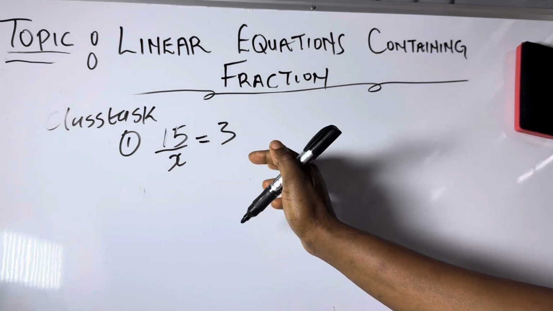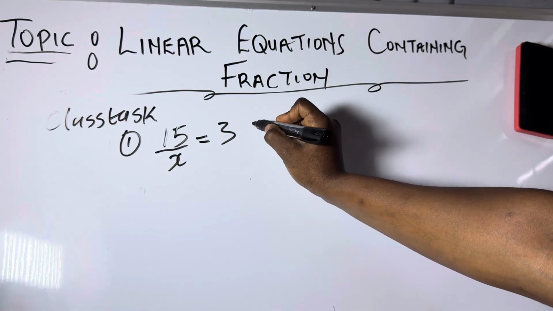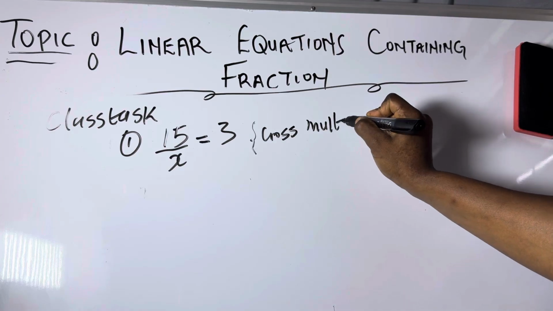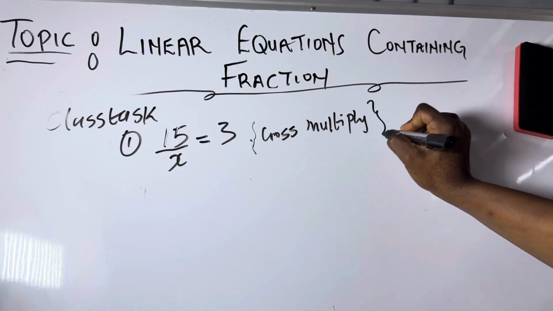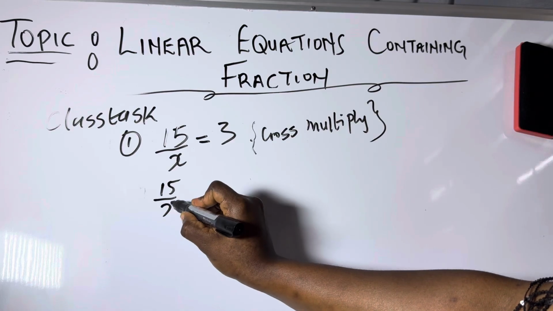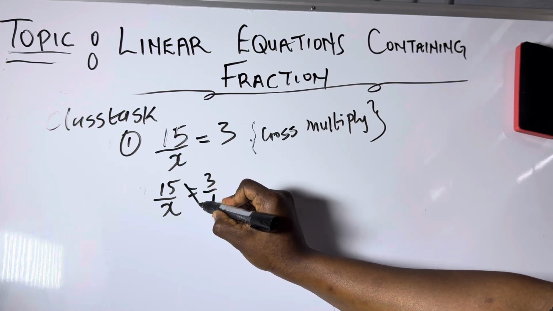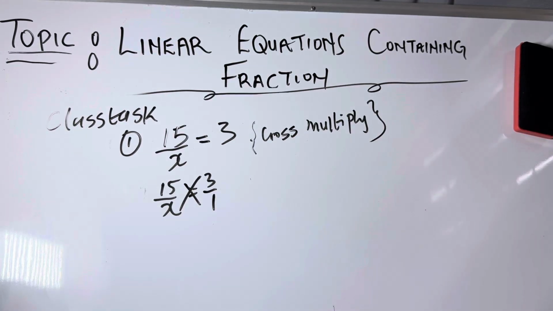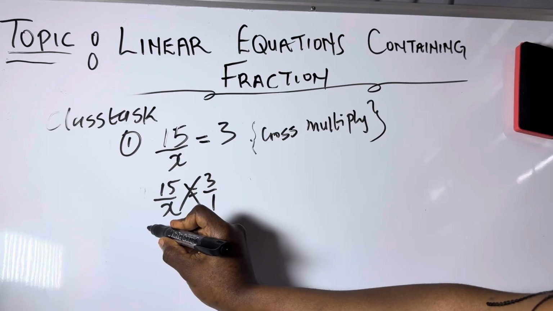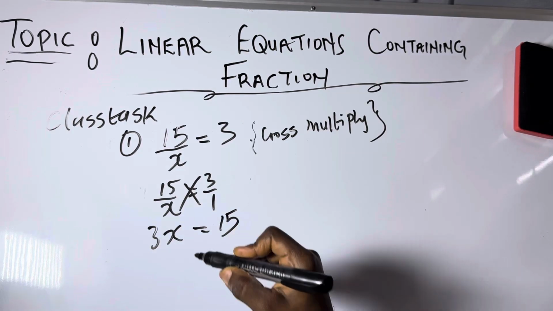So let's look at the correction. In this case, the first thing to do here is to cross multiply. Cross multiply by saying 15 over x equals 3 over 1. I'm going to cross multiply. So here we have x times 3, which is 3x equals 15.